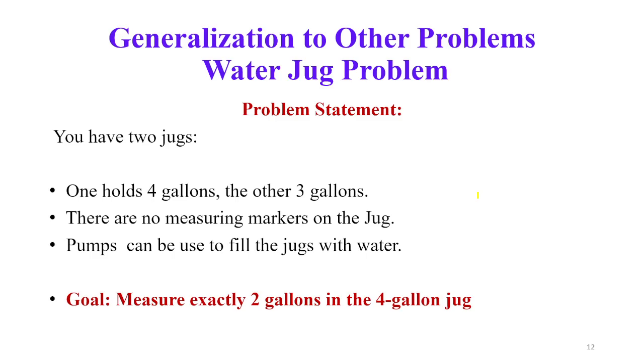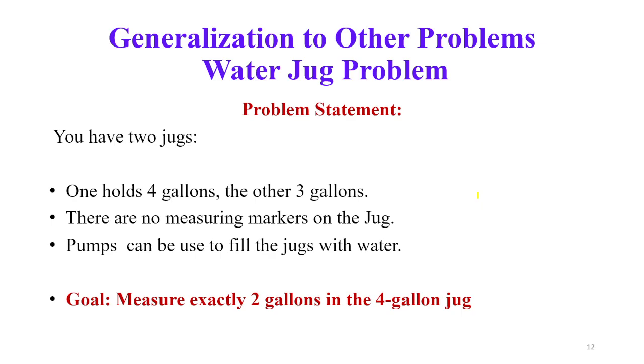So here in this water jug problem, the problem statement is you have two jugs. One can hold 4 gallons of water and the other can hold 3 gallons of water. If you see, there are no markings on the jugs. You just have a jug without any marking, so you cannot measure exactly 4 gallons of water or 3 gallons of water. To fill the jug, you can use the pumps just to fill the jugs with water.